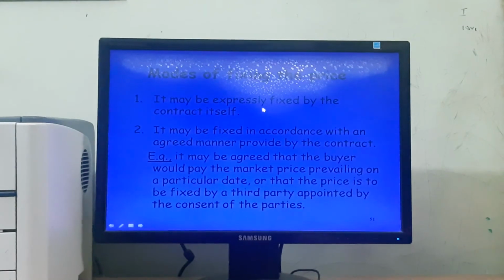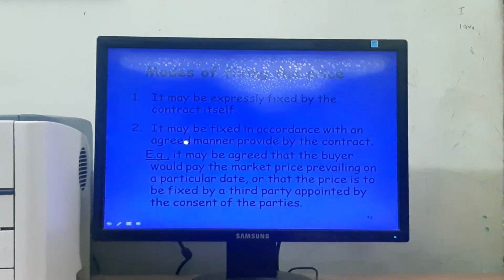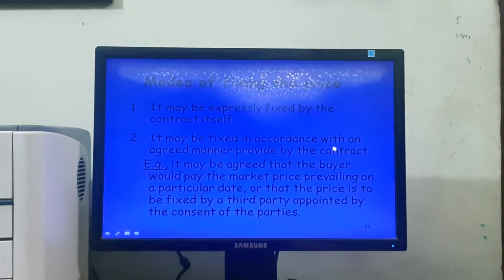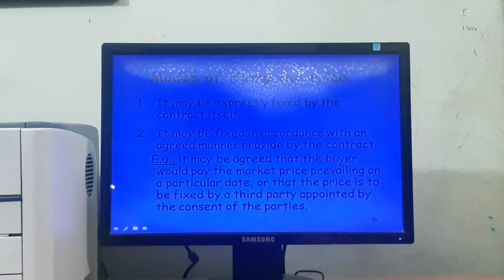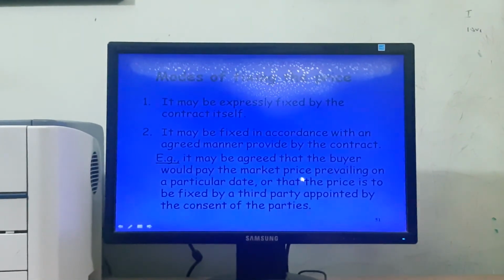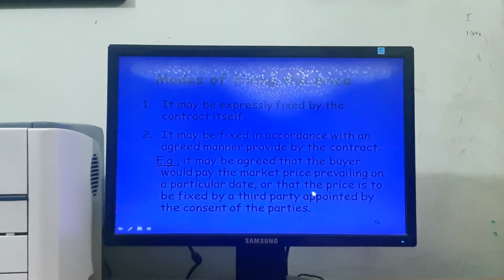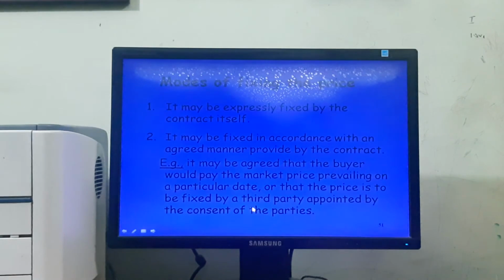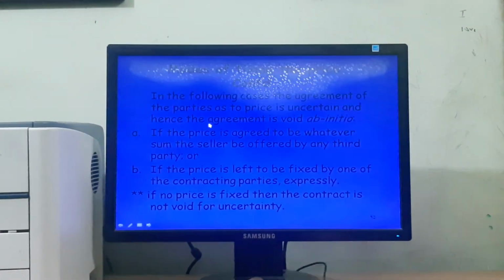It may be expressly fixed by the contract itself, or it may be fixed in accordance with an agreed manner provided by the contract. For example, it may be agreed that the buyer would pay the market price prevailing on a particular date, or that the price is to be fixed by a third party appointed by the consent of the parties.